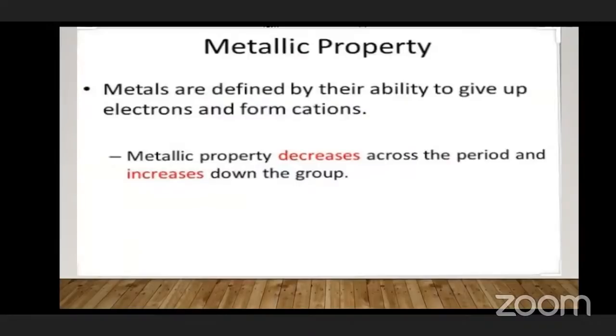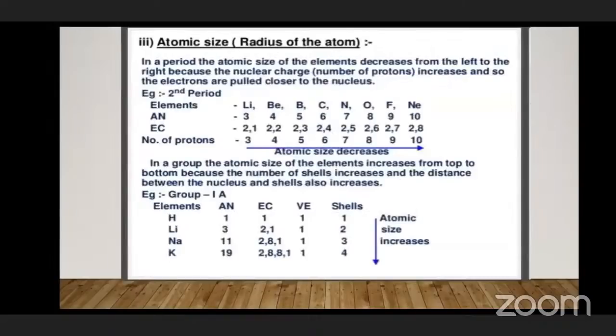Metals are defined by their ability to give up electrons and form cations. For example, sodium: what is the configuration of sodium generally? Sodium has 11 electrons: 1s2, 2s2, 2p6, 3s1. So in the last shell, how many electrons are there? Only one electron is present here. But in the second shell, 2s2, 2p6, that means an octet configuration is present or not?